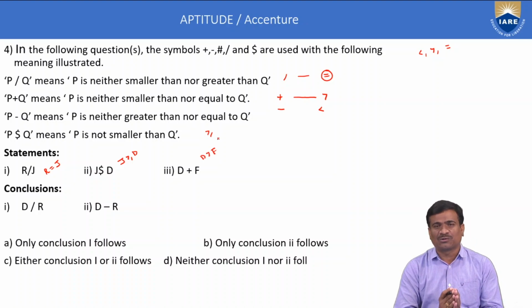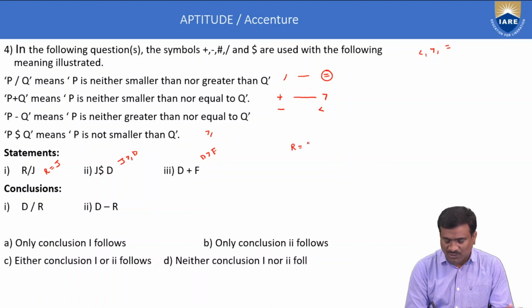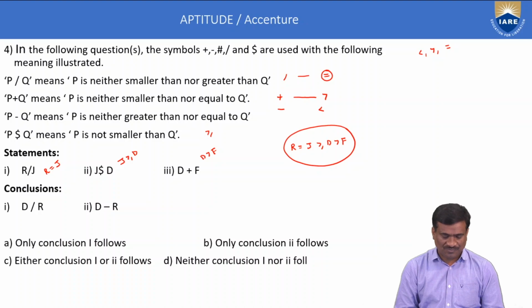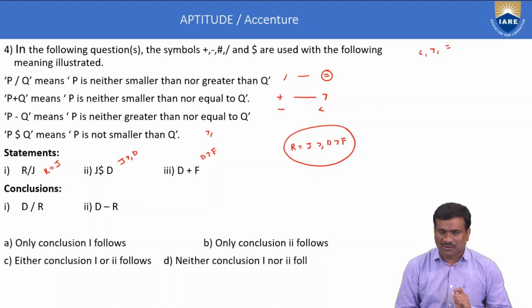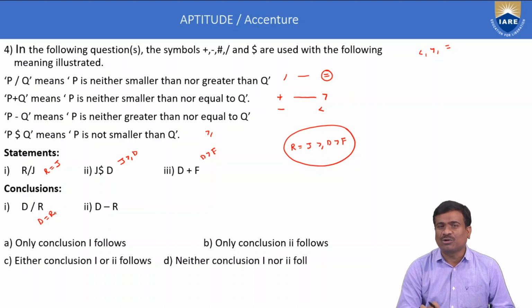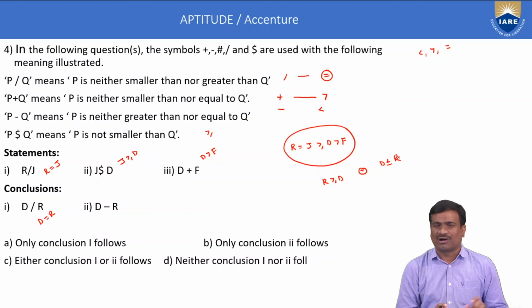Next, write the final conclusion of the given statements. First statement, R is equal to J. J greater than or equal to D. D greater than F. This is called the final conclusion of the given statements. Now, check the conclusions one by one. First one, D by R. By indicates D is equal to R. We want the D and R relation. The D and R relation is R greater than or equal to D, or D less than or equal to R.